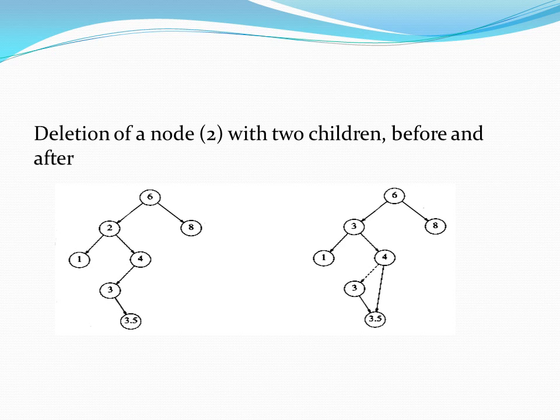And then the pointer from 4 to 3 is removed and we are pointing from 4 to 3.5. Now 3.5 is the left child of 4. Since 3.5 is less than 4, it should be present in the left subtree of 4.